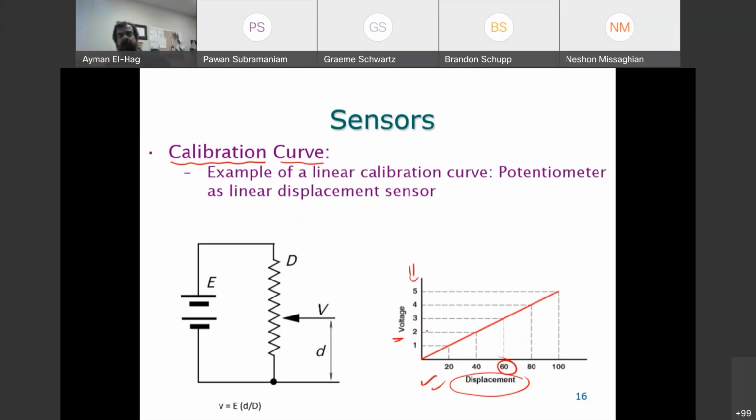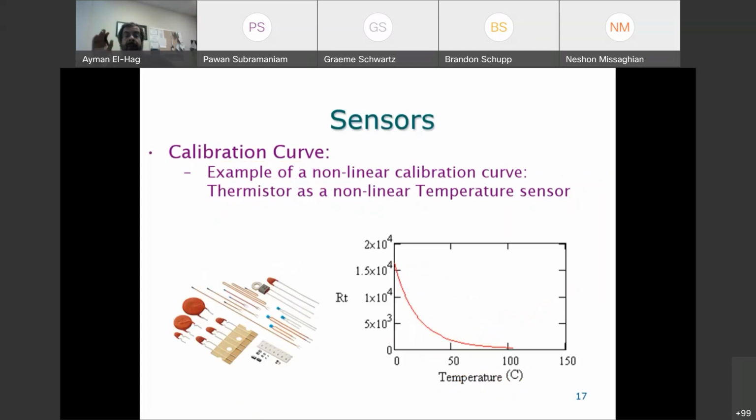Now, this type of sensor, displacement, is a linear sensor, meaning that the relationship between what you are measuring and the voltage is a linear relationship. Or it could be nonlinear. What is this? This is one of the sensors that we'll learn about later on, called the thermistor. The thermistor is basically a non-linear resistance.